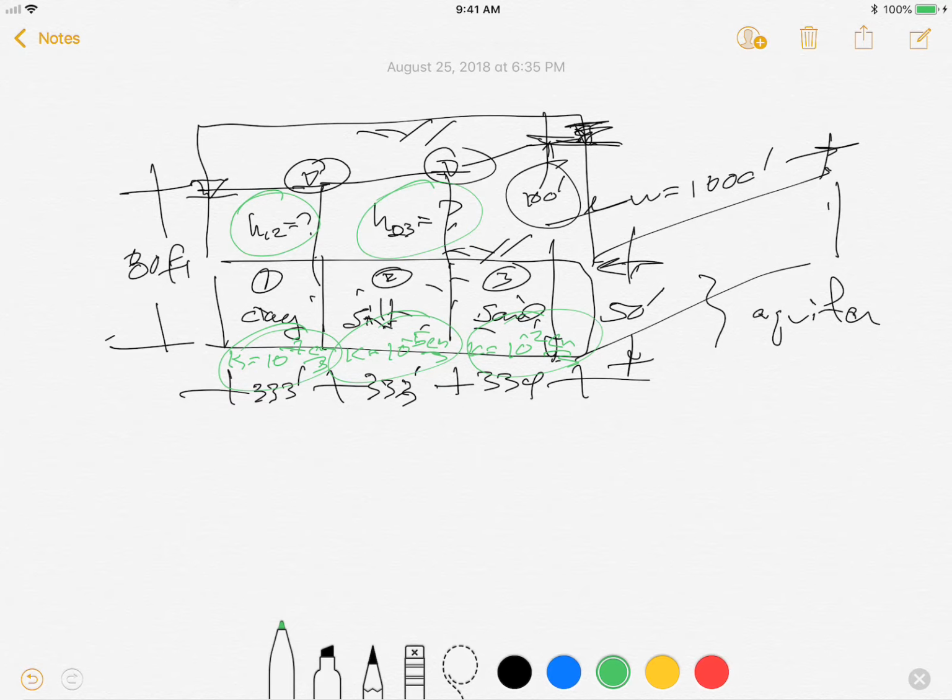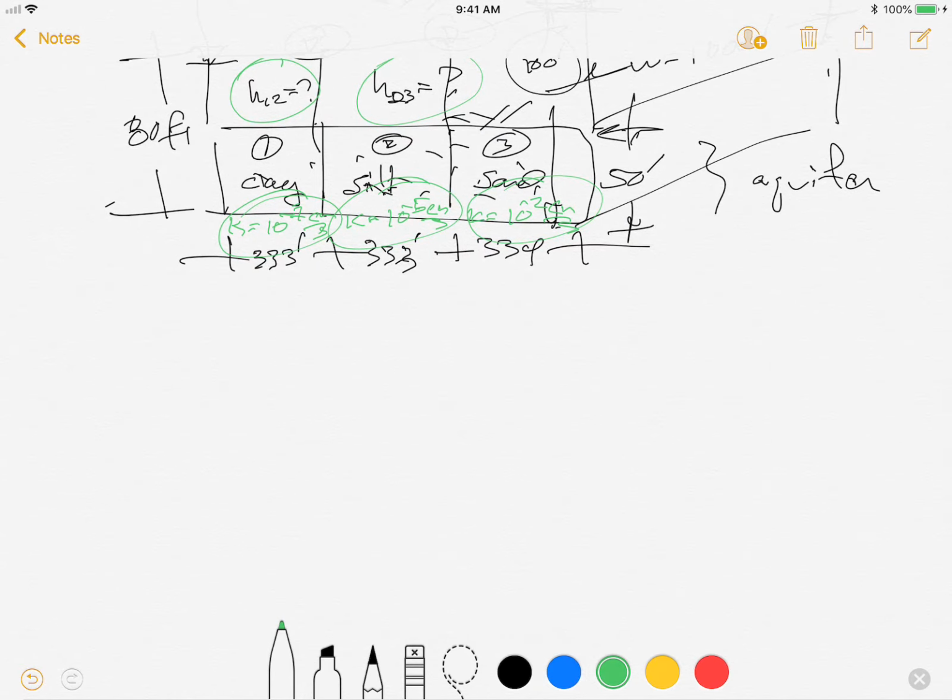And so how do you solve this problem? In order to solve this problem, we're going to use three ideas. First off, we're going to use continuity. So what is continuity?